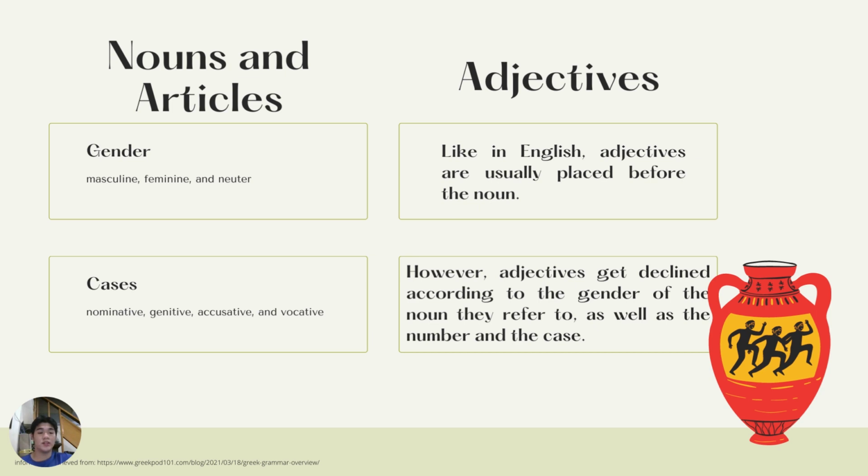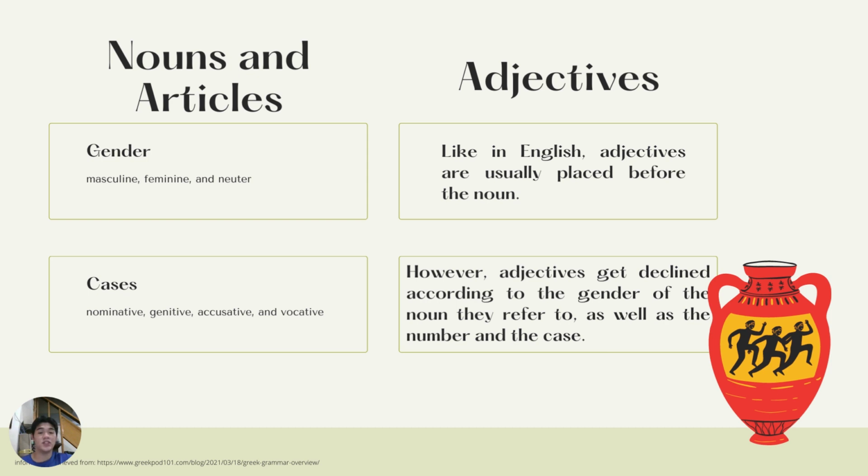For nouns and articles, we have the genders, which are masculine, feminine, and neuter. And cases: nominative, where the noun is the subject or the predicate of the sentence. Genitive, this case is typically used to express possession or indirect objects, among other things. And accusative, where the noun is typically the object of the sentence or a part of a prepositional phrase. For vocative, we have this when addressing someone or something.